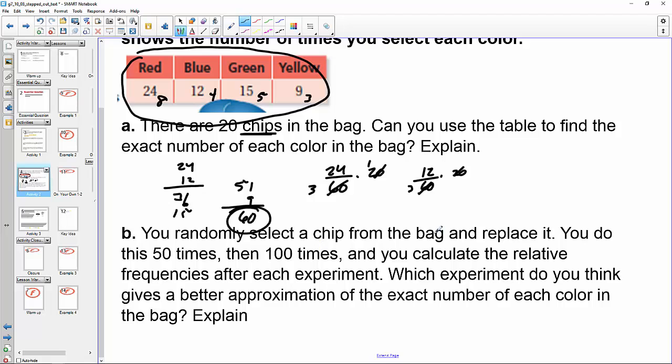It says you do this 50 times now, 100 times. Which experiment do you think would give a better approximation? The more times you carry out an experiment, the more likely it is to be closer to the theoretical. There could be outliers here. If you did it a billion times, there'd be a much higher chance that you have the right numbers than if you just did it 20 times.